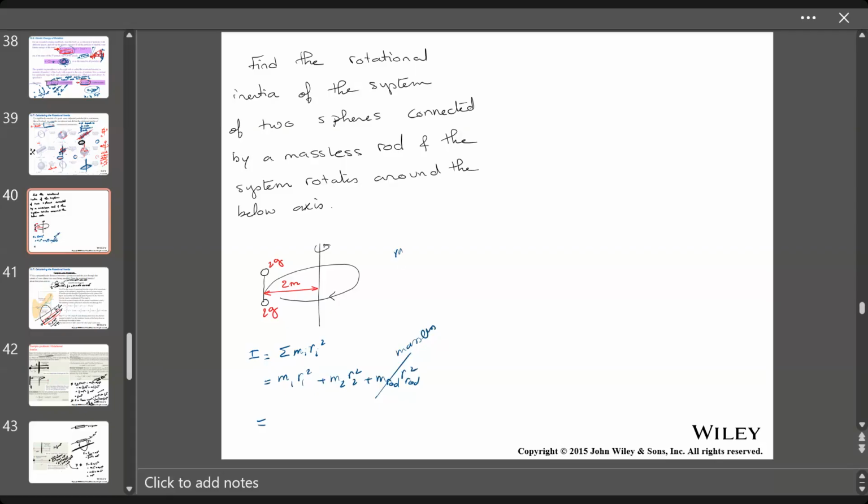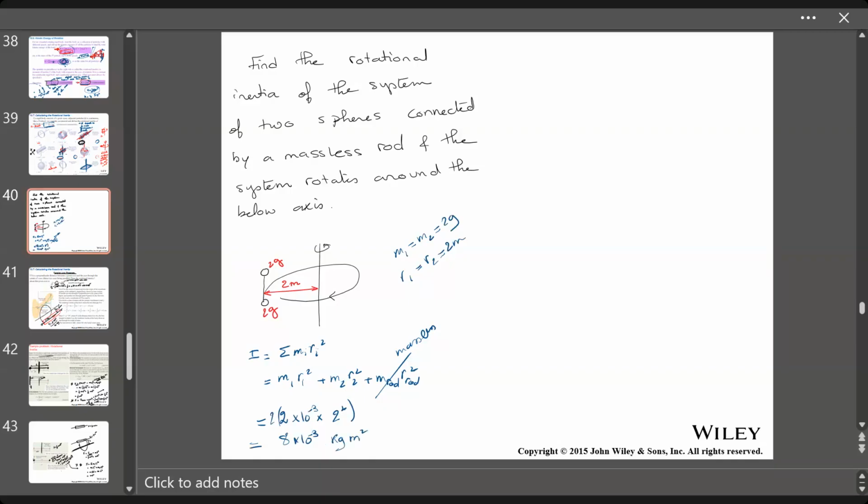m1 equals m2 equals 2 grams, and r1 equals r2 equals 2 meters. So I'll end up with 2 times 10 to the minus 3 times 2 meters squared times 2, because I'm adding this twice, and I will get the final answer: 8 times 10 to the minus 3. What is the unit, by the way? This is m times r squared, so it is kilogram meters squared.